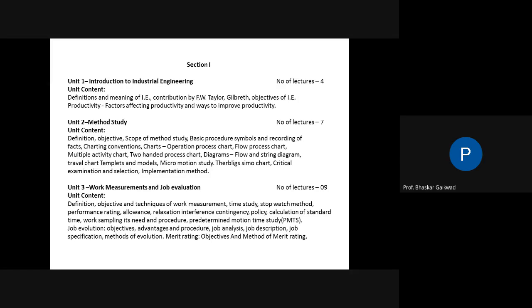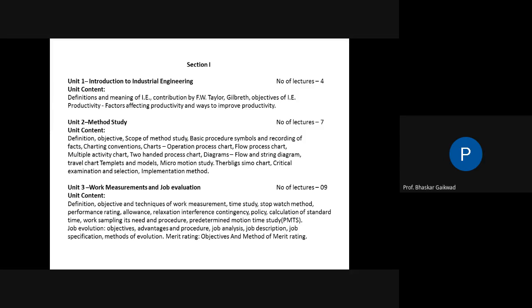After that, in industry there is a workflow. Raw material has to flow on the shop floors through a number of processes. In this case, we can decide the shortest route to flow the materials, or reduce the transportation cost also. Then the string diagram is one more tool to decide the movement of the workers and how we can reduce it. So this is contained in method study.